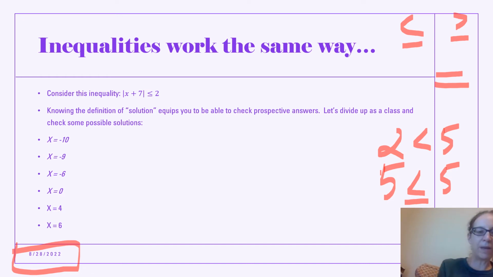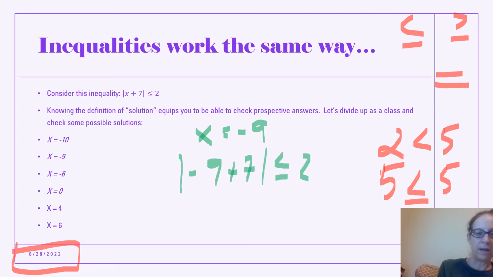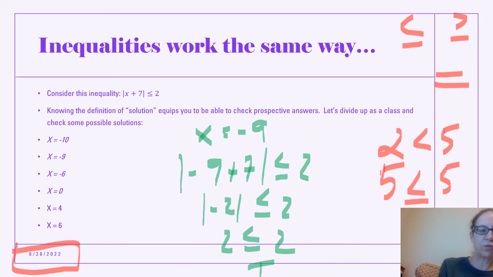So I'm going to pick x equals -9, okay? So I'm going to plug in -9. And I get -9 plus 7 is -2. The absolute value of -2 is 2. And 2 is less than or equal to 2, which is true because of the equal to. Okay, so the equal to will work.